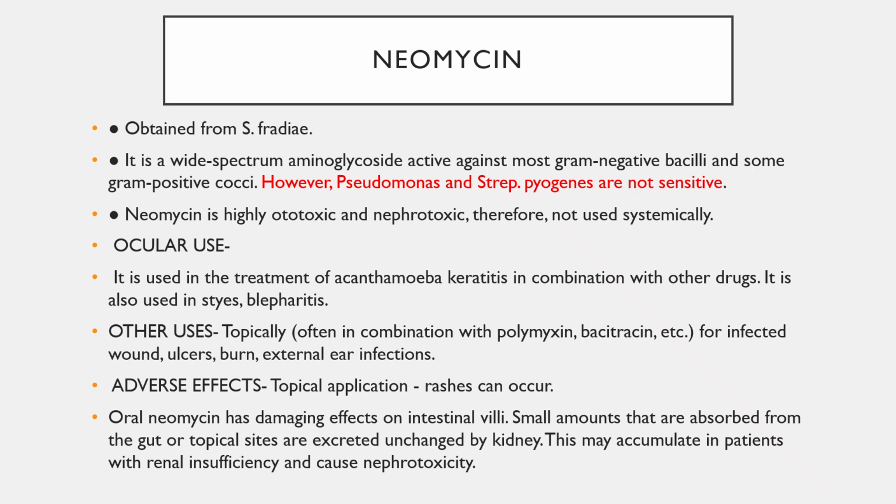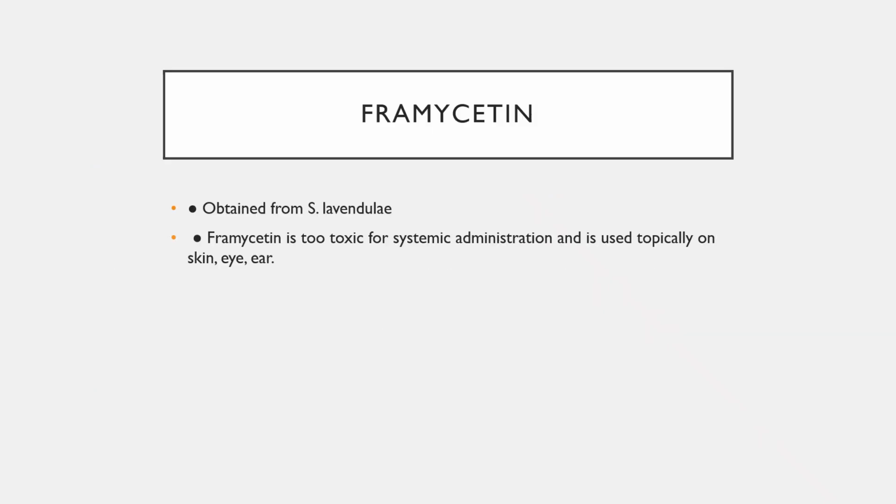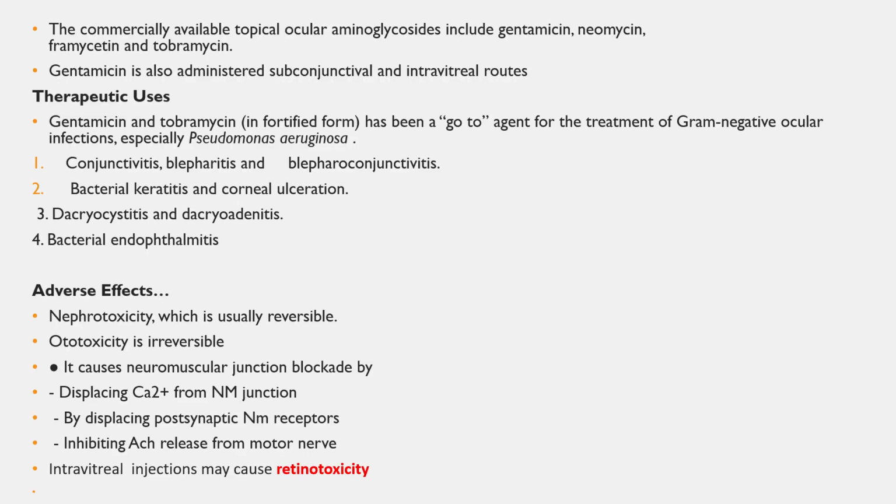Side effects include that topical application can lead to rashes. Oral neomycin has damaging effects on intestinal villi. Small amounts are absorbed from the gut or topical sites and are excreted unchanged by the kidney, so this may accumulate in patients with renal insufficiency and may cause nephrotoxicity. Streptomycin is too toxic for systemic administration and is used topically on skin, eye, and ear infection. So, the commercially available topical ocular aminoglycosides include gentamicin, neomycin, trimycetin, and tobramycin.